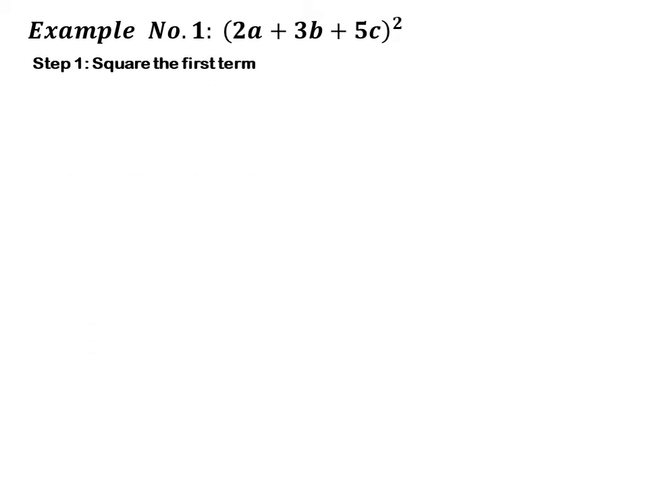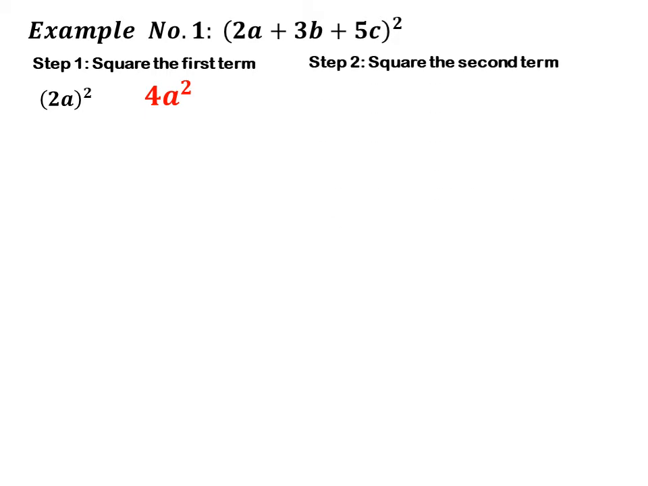For step number 1, we need to square the first term of the given trinomial, and it so happens that our first term is 2a. What is then the square of 2a? Definitely, the square of 2a is equal to 4a squared. If I square the first term, which is 2a, the answer is 4a squared.